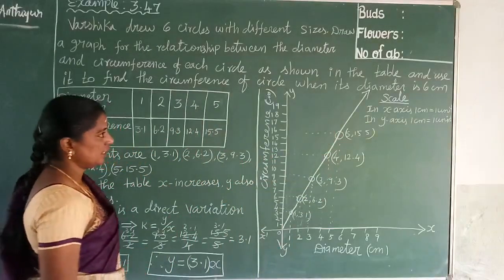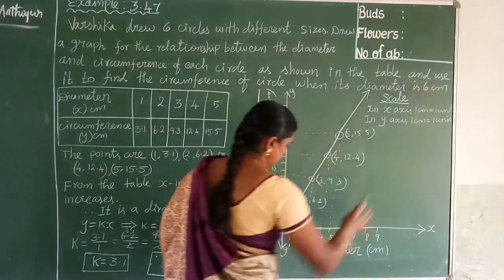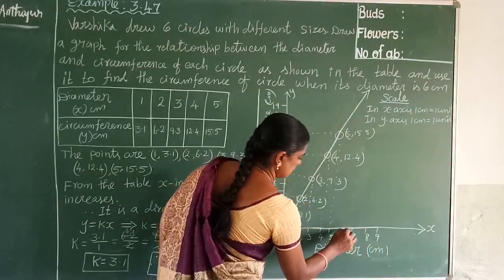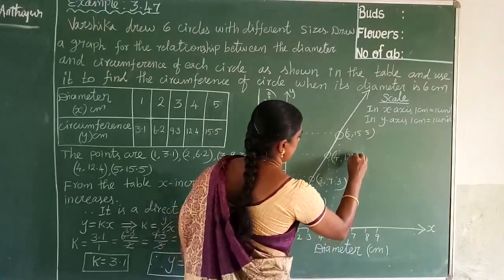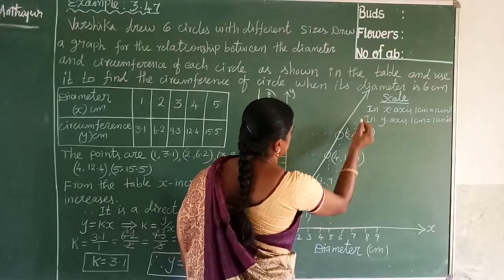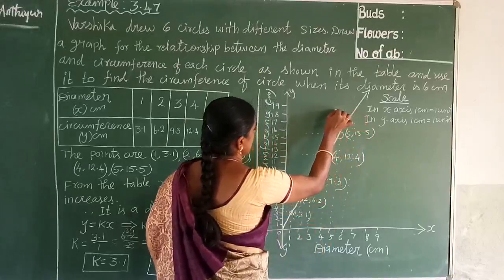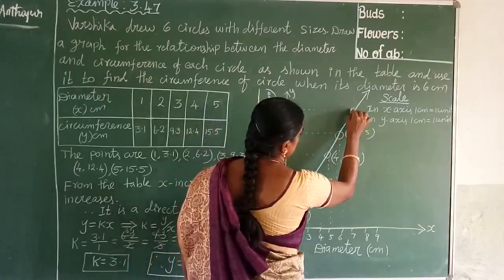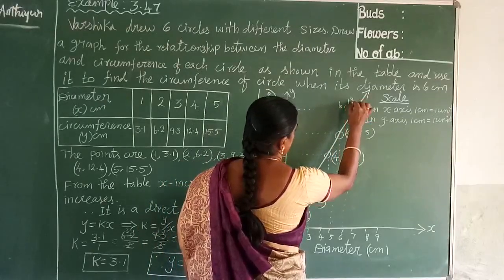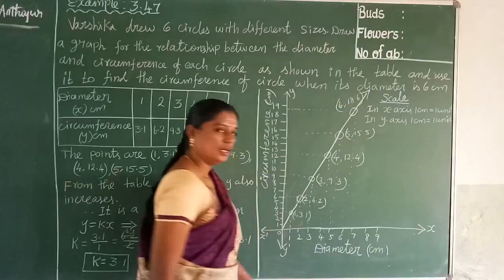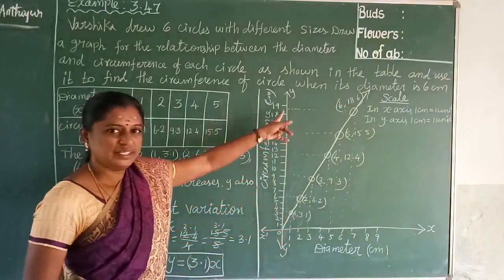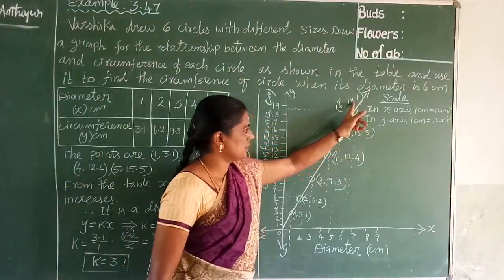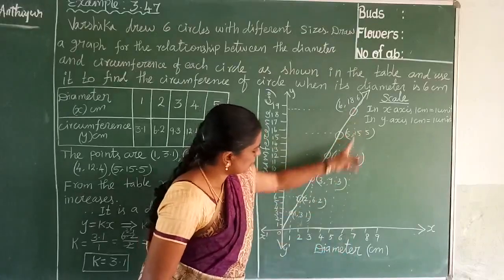Here what do you want to find? Diameter is 6 cm. See the diameter, 6 cm. This one 1, 2, 3, 4, 5, 6. At the 6 cm place, what do we get? That is 6 cm, and 18.6. Using the graph you can easily identify the values. So 6, 18.6. This method you use to find it.